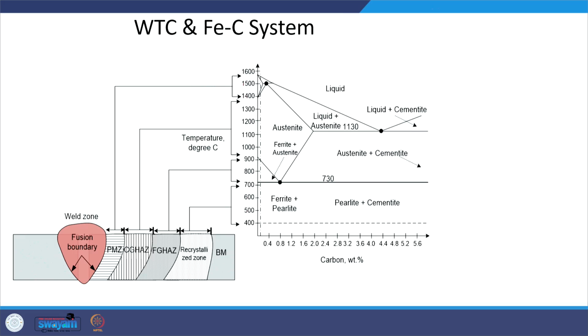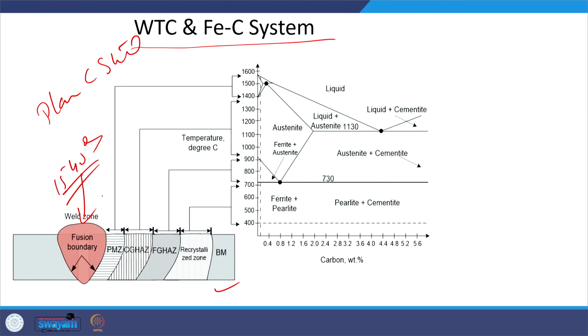Here we can see the iron carbon system and the weld thermal cycle, and how we can relate them. Say this is the schematic of the steel, plain carbon steel. For fusion welding we have to melt. Whatever zone is melted will be above the melting temperature, say 1540 degrees centigrade in the case of pure iron, but here it will be greater than 1400 degrees centigrade. So this is the zone which is greater than 1400 degrees centigrade.